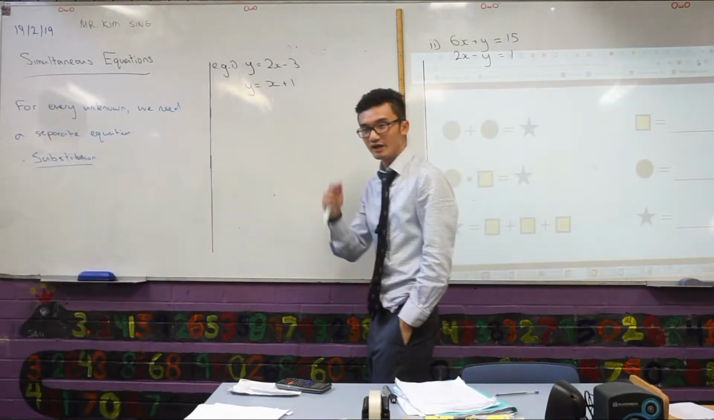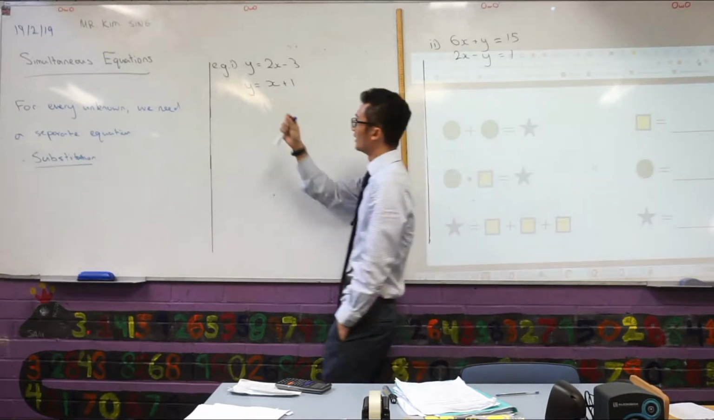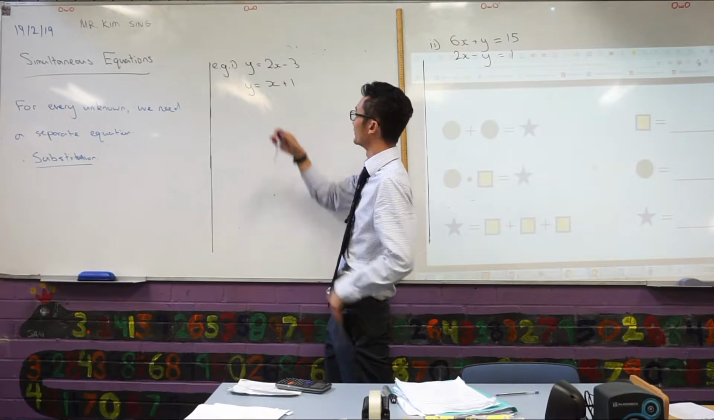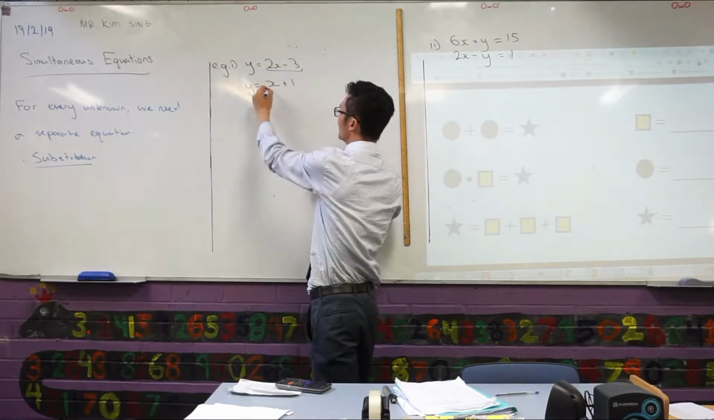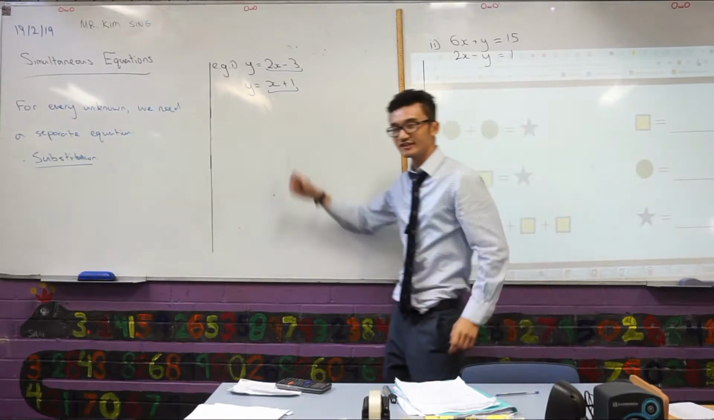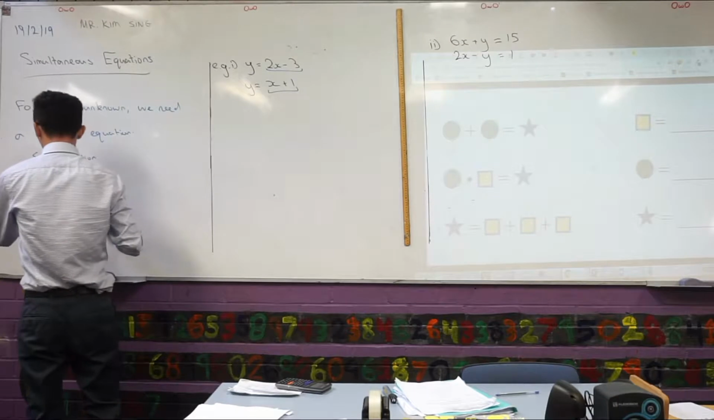Now, why substitution is good is it's very easily identifiable, right? Substitution is great when you have things like this. If I have y equals something and y equals something else, I know that these two things must be equal. It doesn't just work in these situations. Substitution will always work.